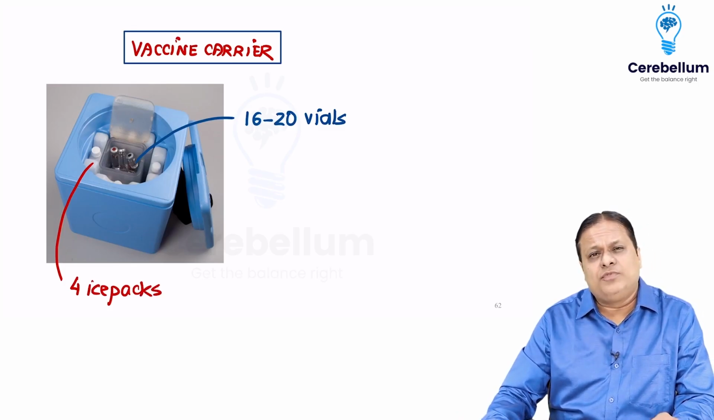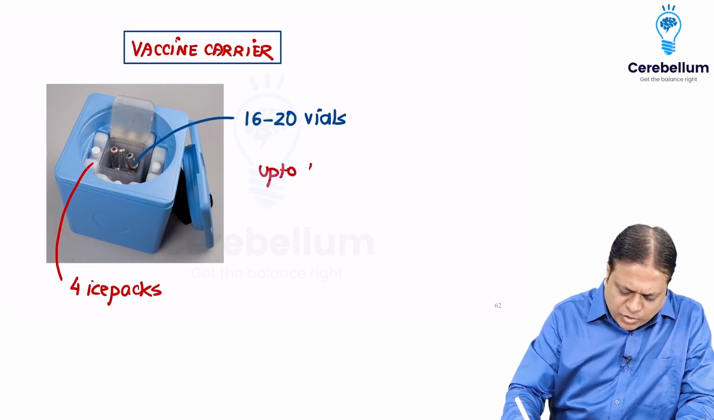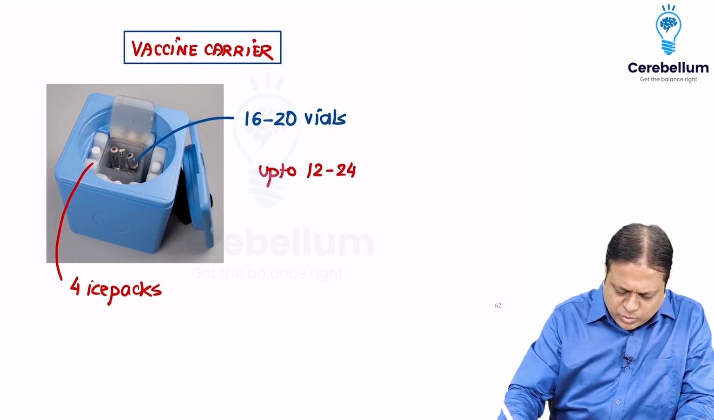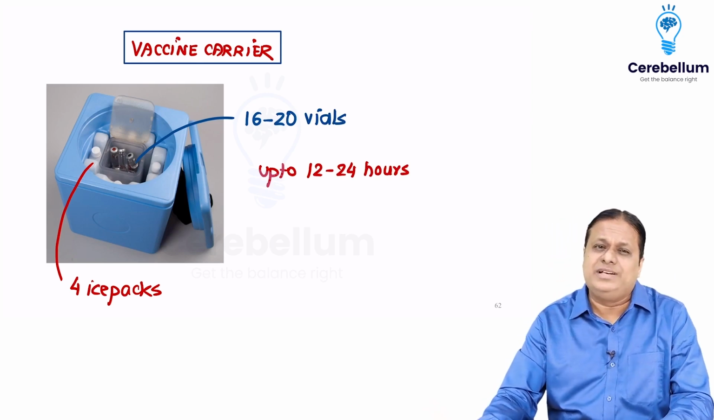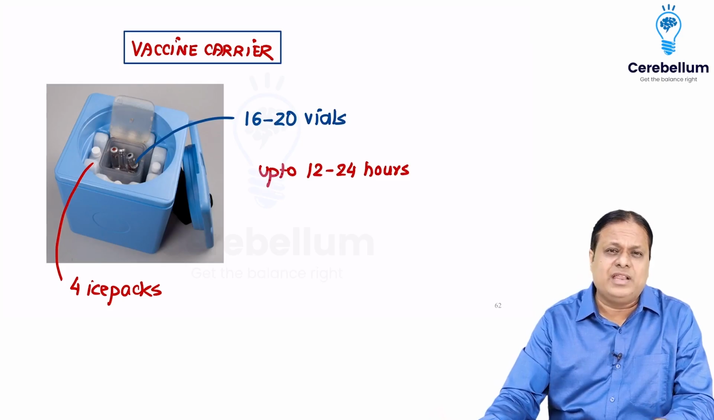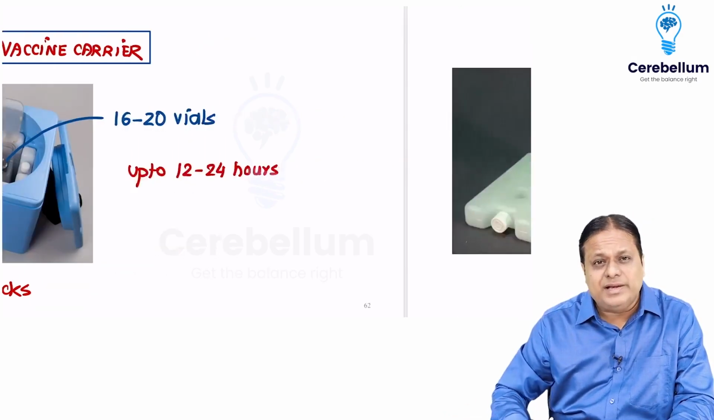Please remember, if not unnecessarily opened, it can maintain the temperature of all vaccines for 12 to 24 hours. So we can keep it overnight at a sub-center. If it becomes delayed in the evening while carrying out the immunization session, there is no need to bring back the vaccine carrier to the PHC the same night.